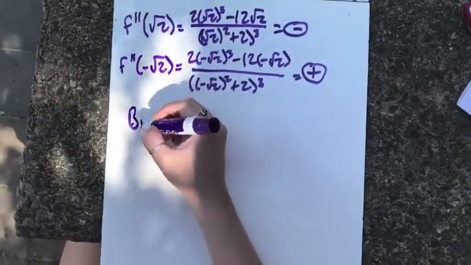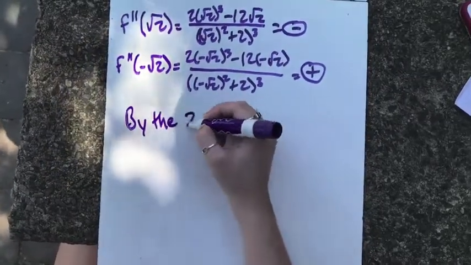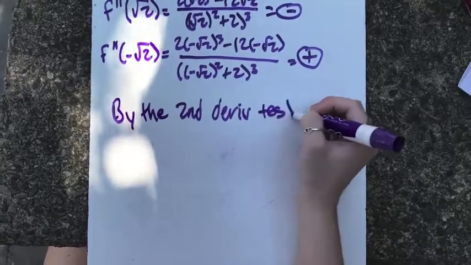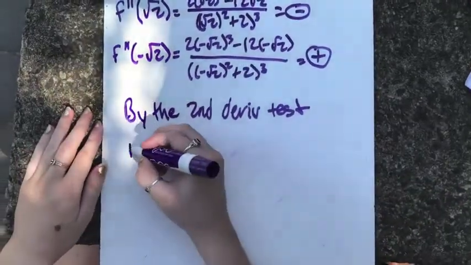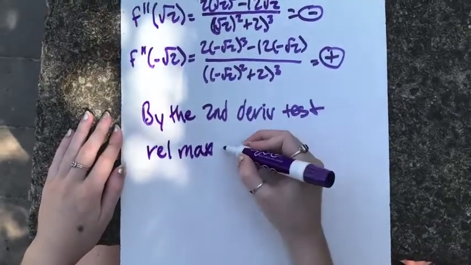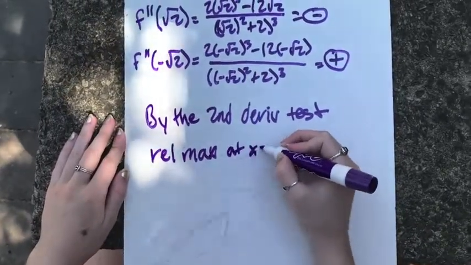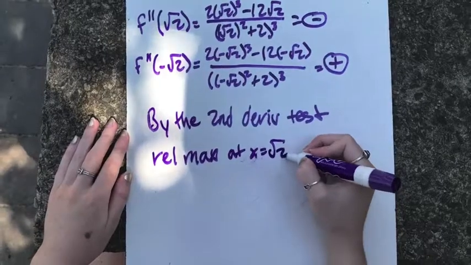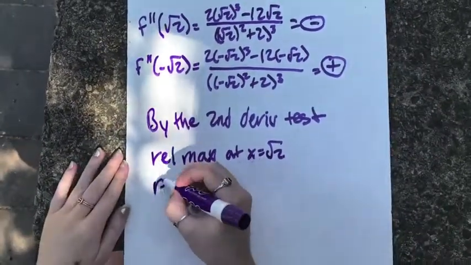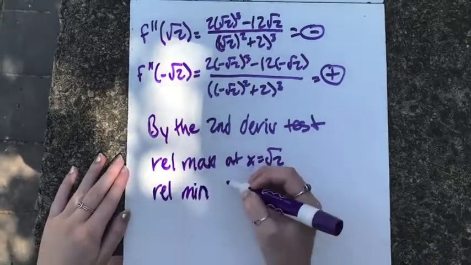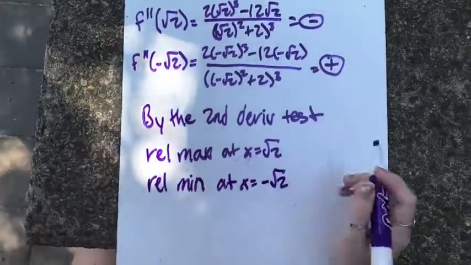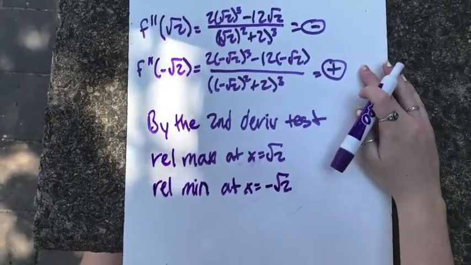So by the second derivative test, we have a relative max at x equals the square root of 2, because when you plug it into the second derivative it's negative, and we have a relative minimum at x equals the negative square root of 2, because when you plug it into the second derivative it's positive.